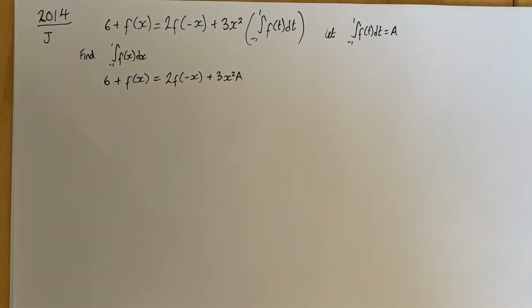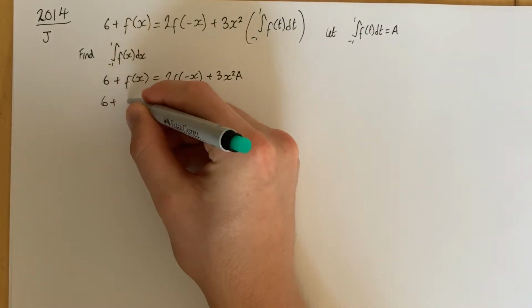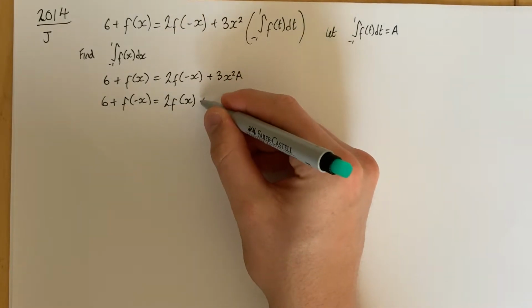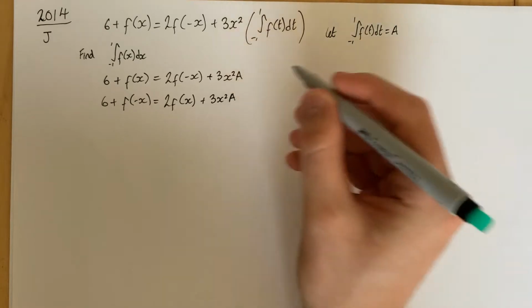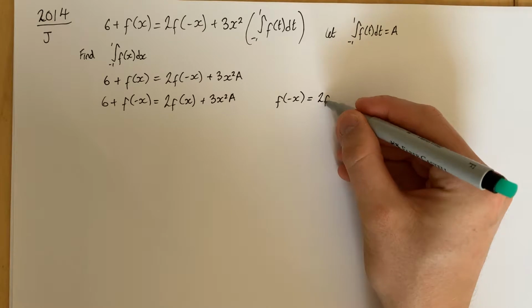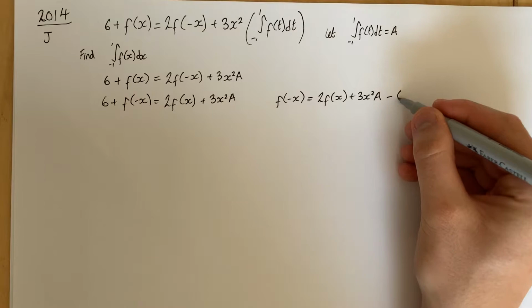Now, the question is asking for the integral of f of x, and I've got f of minus x here, so I want to replace that. So first thing I'm going to do is let x equal minus x, rearrange that in terms of f of minus x, and then substitute it into the original equation at the top. So 6 plus f of minus x equals 2 f of x plus 3x squared a. So this means that f of minus x equals 2 f of x plus 3x squared a minus 6.